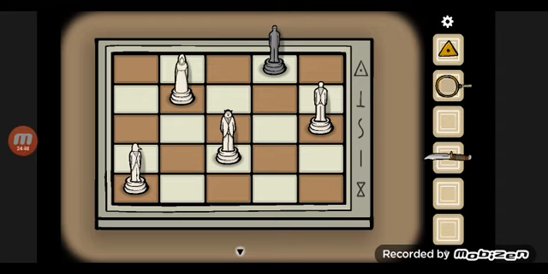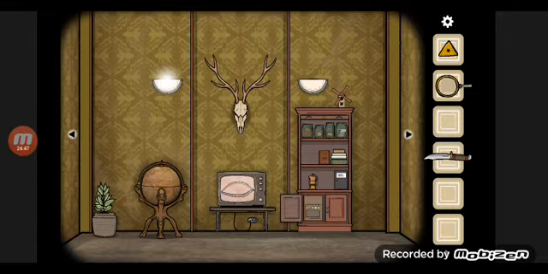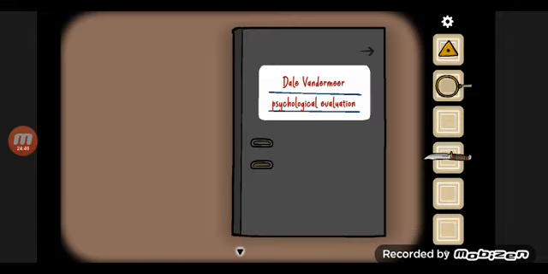Now here we can sketch the symbols that appear and compare them with the documents in the psychological report folder.